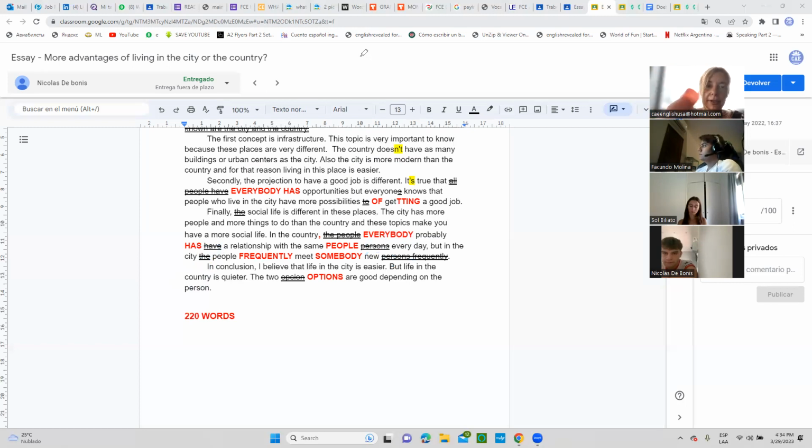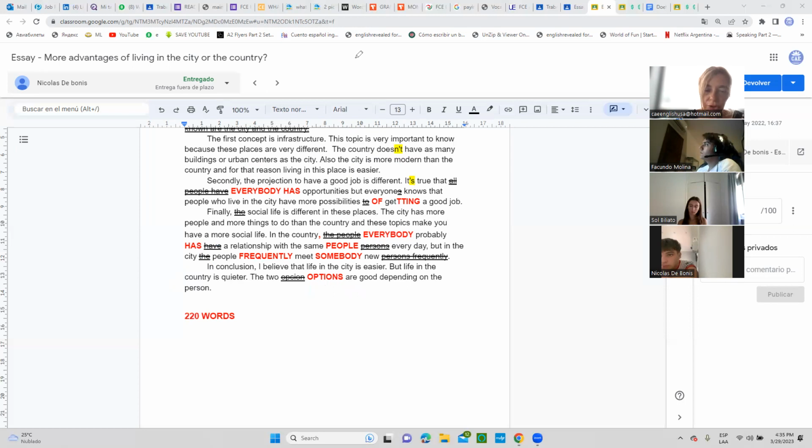Okay. All right. In conclusion, I believe that life in the city is easier, but life in the country is quieter. The two options, we spell options like this with a T. The two options, also with S, plural, are good depending on the person. All right.